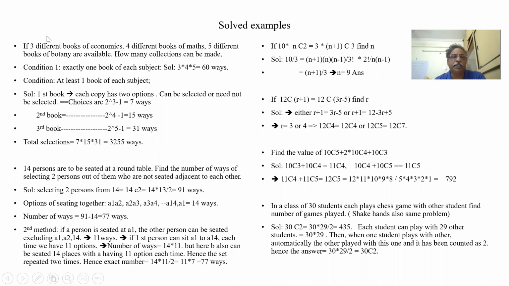So out of 3, I can select any of the 3. Out of 4, I can select any of the 4. Out of 5, I can select any of the 5. Exactly one book of each. So the total possibilities is 3 into 4 into 5, which is 60.